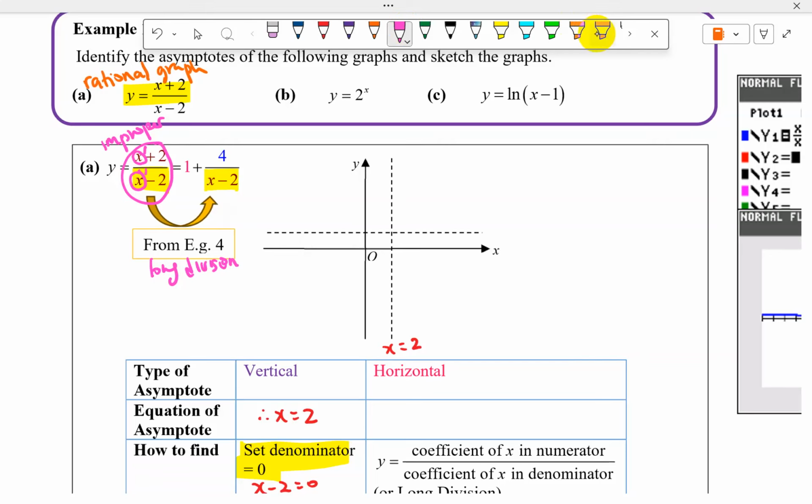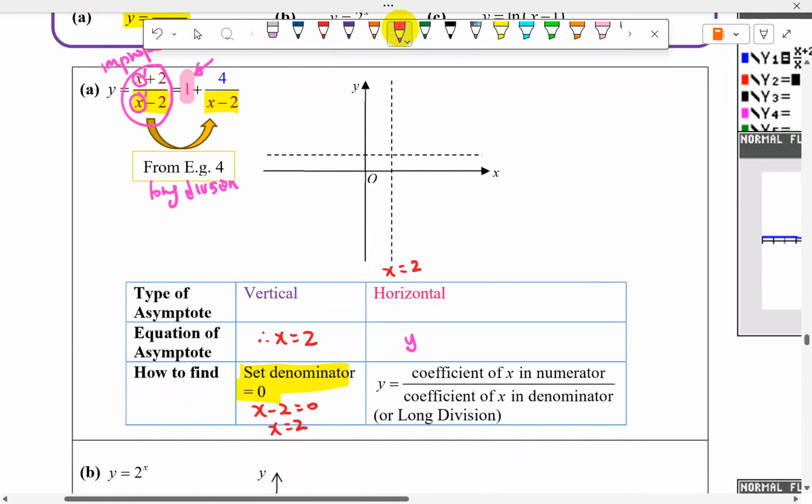Once you have made it proper, then the quotient itself will be my equation of a horizontal asymptote. So my quotient is y equals 1. This will tell me that y equals 1 is my equation of the horizontal asymptote. So again in the exam, I just take a ruler and draw a dotted horizontal line and then subsequently label it as y equals 1.